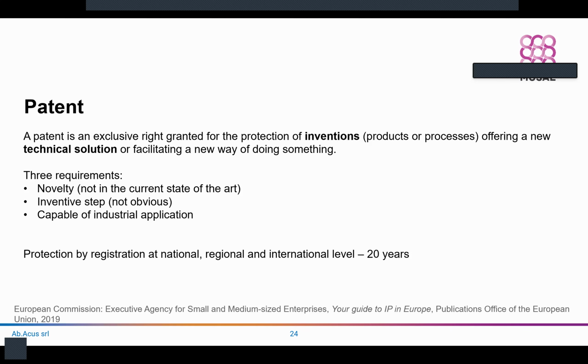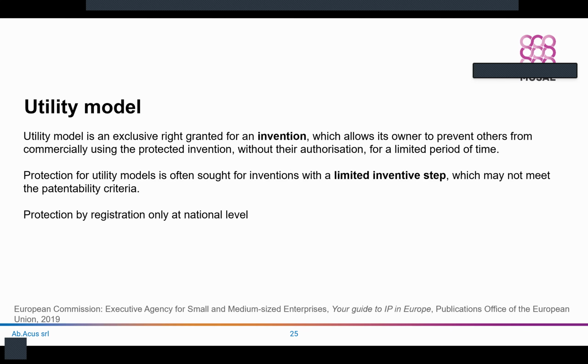Many times you have developed something that is not enough to become a patent. Normally, you have, as I said here, a limited inventive step. So you have developed something that is new, for sure, that is not obvious, but it's not so disruptive as a patent may be. In this case, you may decide to adopt a utility model. Utility model is similar to patent, but it's only at a national level.